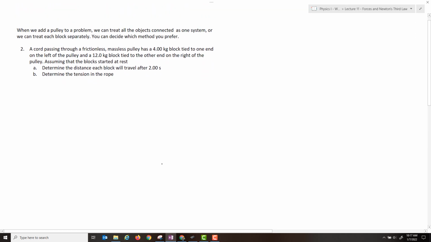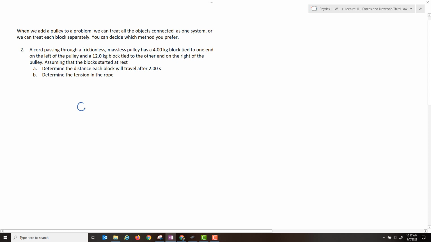So when we add a pulley to the problem, we can treat all objects connected as one system, or we can treat each block separately, so you can decide which method you prefer. All right, so a cord is passing through a frictionless, massless pulley, has a 4 kilogram block tied to one end of the left pulley and a 12 kilogram block tied to the other end on the right side of the pulley. So let's draw what that looks like.